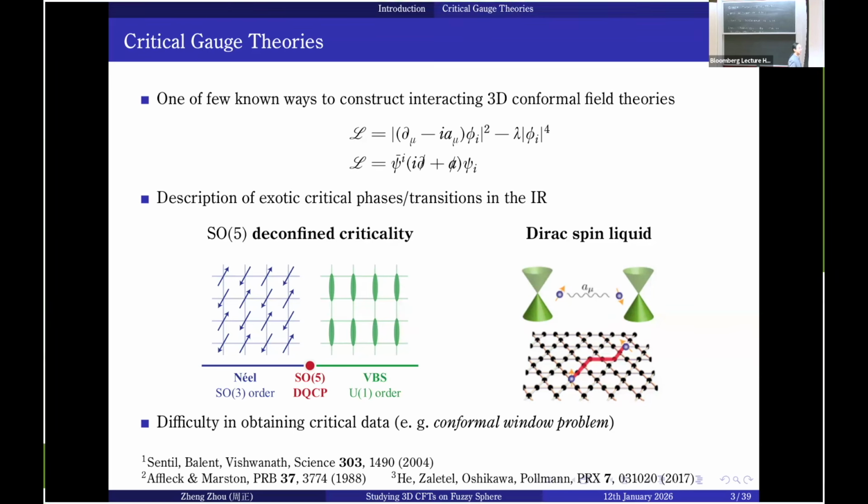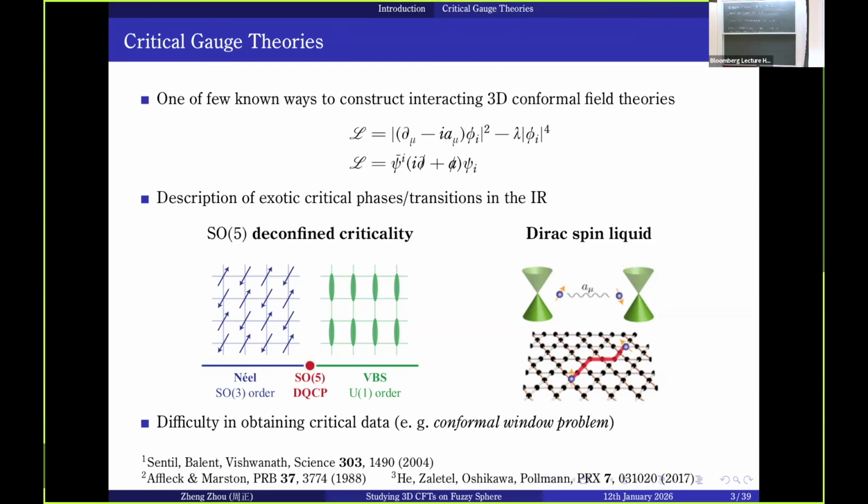For example, the SU(2) QCD with two flavors of fermions describes the SO(5) deconfined criticality. And the Dirac spin liquid is described by QED with four flavors of Dirac fermions. Despite its importance, little is known about its critical data.